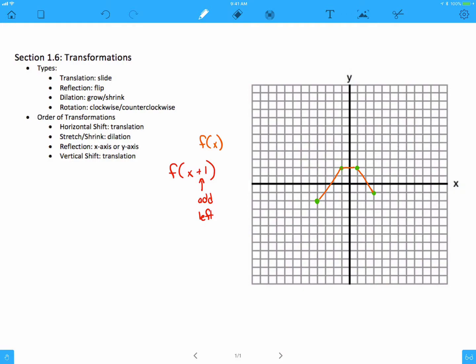So we're going to move this picture to the left 1 spot. When you have that, you just take each coordinate and move it to the left once. So this coordinate here will move over to the left here.